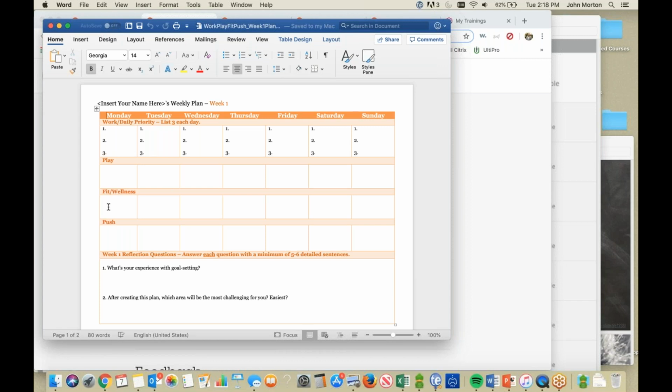In the fit and wellness section, we really have a wide berth for what falls into the fit and wellness category. This can be physical fitness, emotional fitness, mental fitness, spiritual fitness. If you are a practitioner of spiritual things, what wellness looks like is different to everyone. Is this my mental wellness? Is this how I feel? Am I taking care of myself and my surroundings?